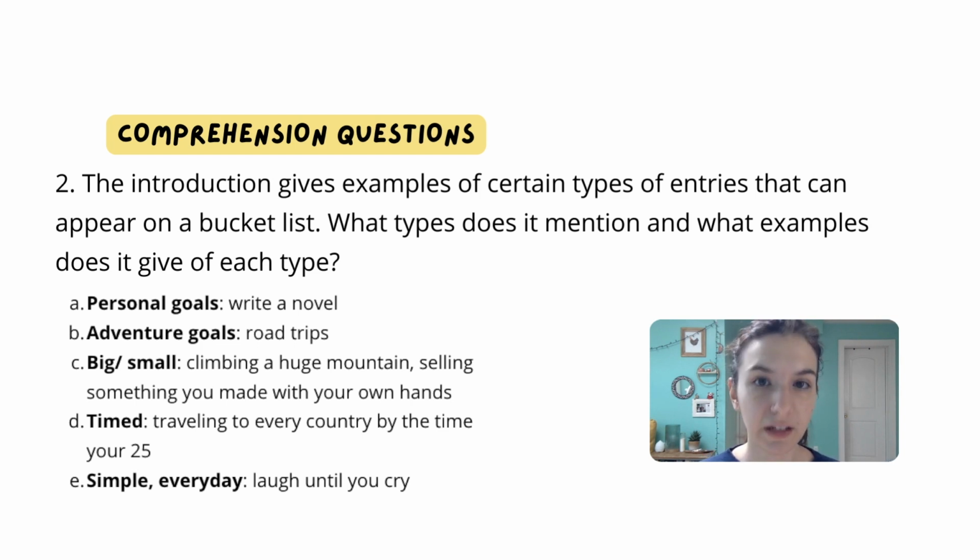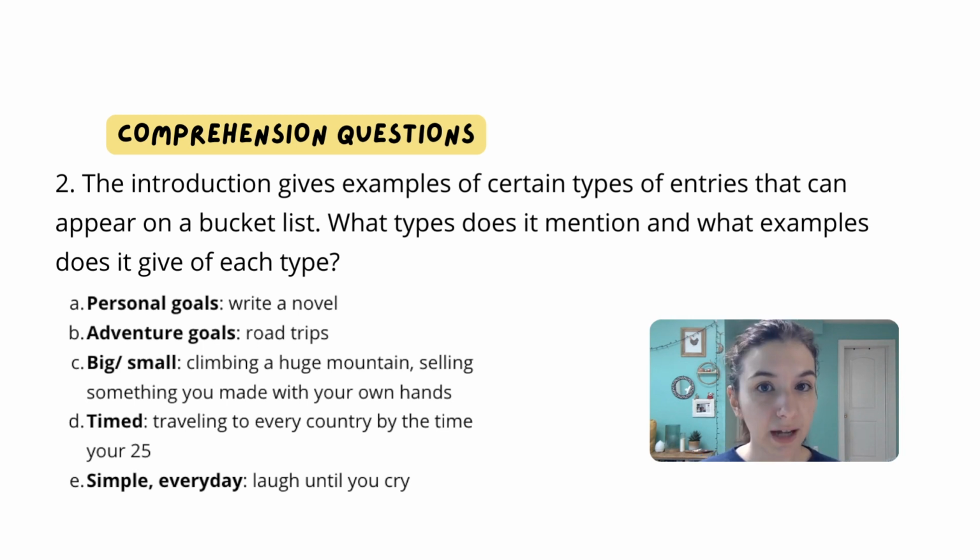They list adventure goals, such as road trips. There are big and small goals, right? A big goal would be maybe climbing to the top of a mountain, whereas a small goal might be something like selling something that you made with your own hands.